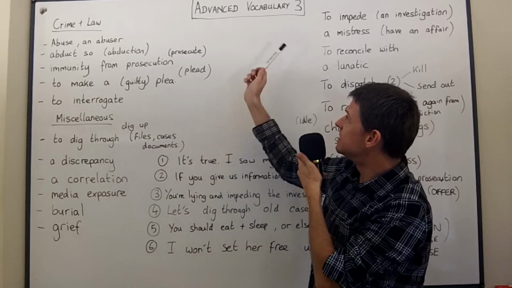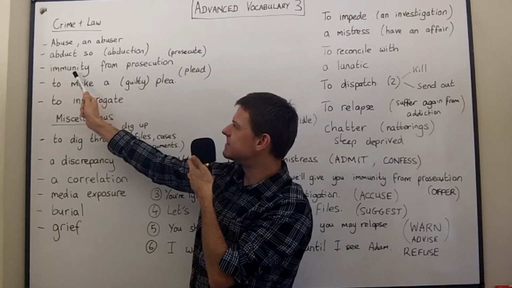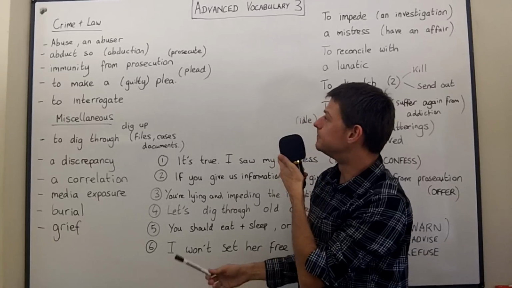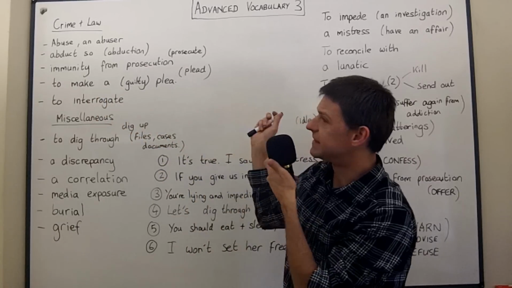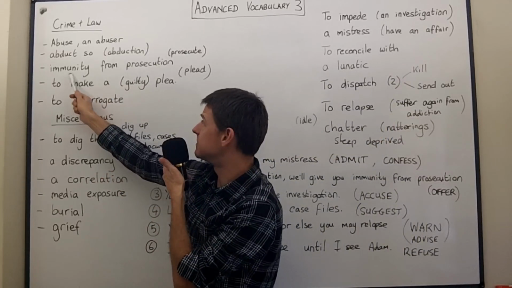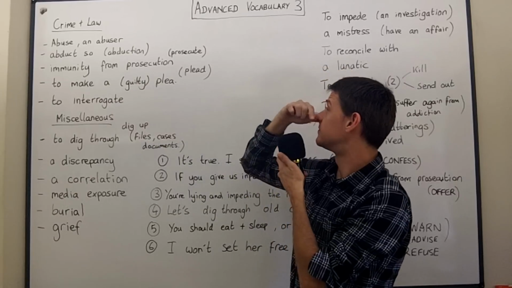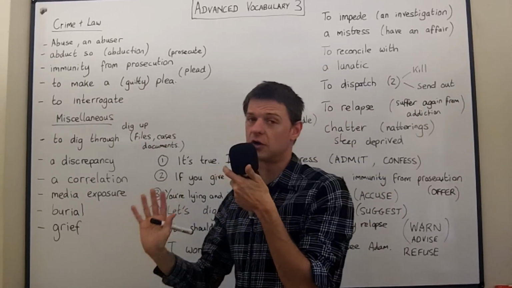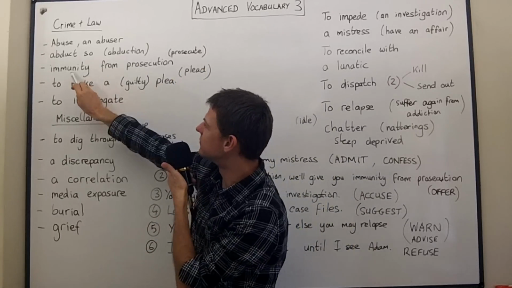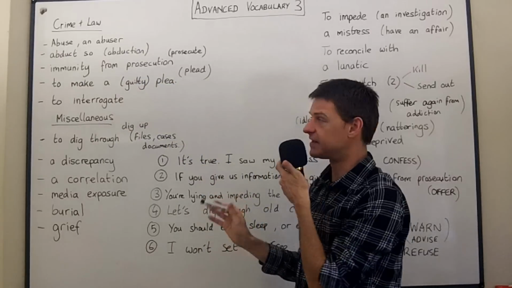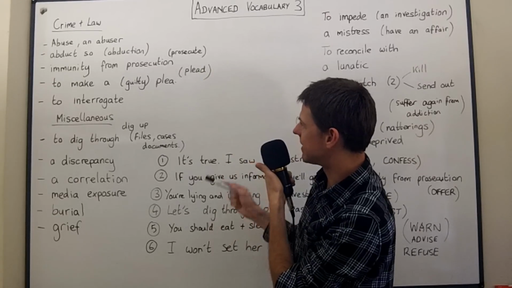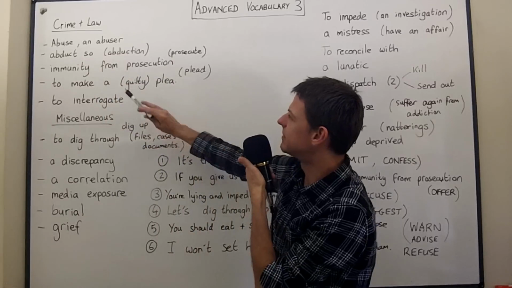Immunity from prosecution. In episode number 3, Adam is offered immunity from prosecution in exchange for information. So this means immunity from being taken to court and charged for certain crimes. If you are offered immunity from prosecution, it's obviously a good thing for you because you're not going to be charged with those crimes. So Adam, because he was a child at the time, was offered immunity from prosecution for any crimes that he was involved in when he was a child, as long as he gave them information about his abductor, his kidnapper. So you can also say abductor.